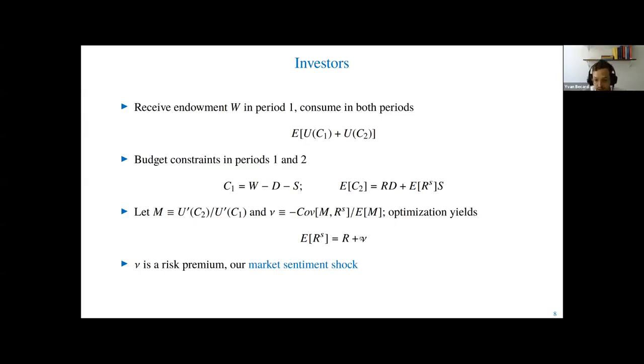and we just say that this is our market sentiment shock. So you see that an increase in this term, nu, is going to basically increase the spread between the risk-free interest rate and the risky rate. So an increase in nu will basically increase the premium that's commanded by risky securities. So that's what we call a market sentiment shock.